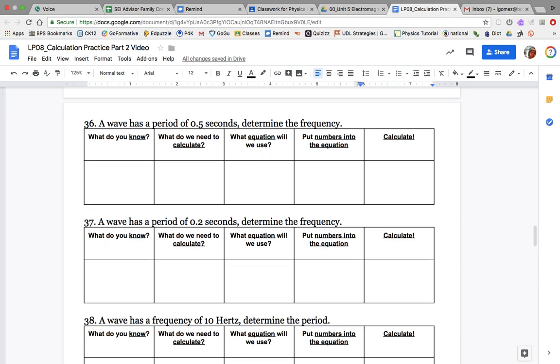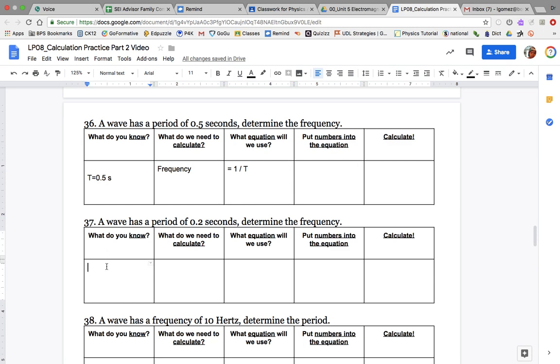Okay, next. A wave has a period of 0.5 seconds, determine the frequency. So what do we know? We know that the period T equals 0.5 seconds. What do we need to calculate? Frequency. And the equation we're going to use is 1 divided by the period. So I want you to calculate that, put the numbers in, and determine the value.